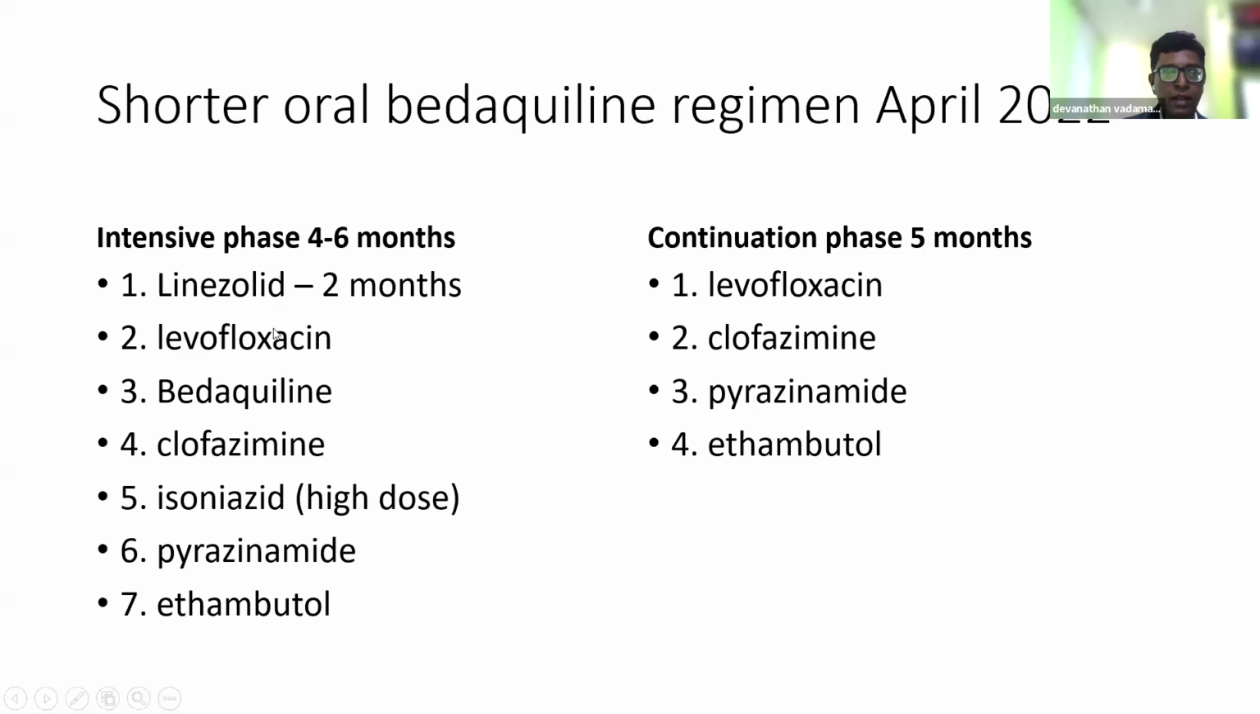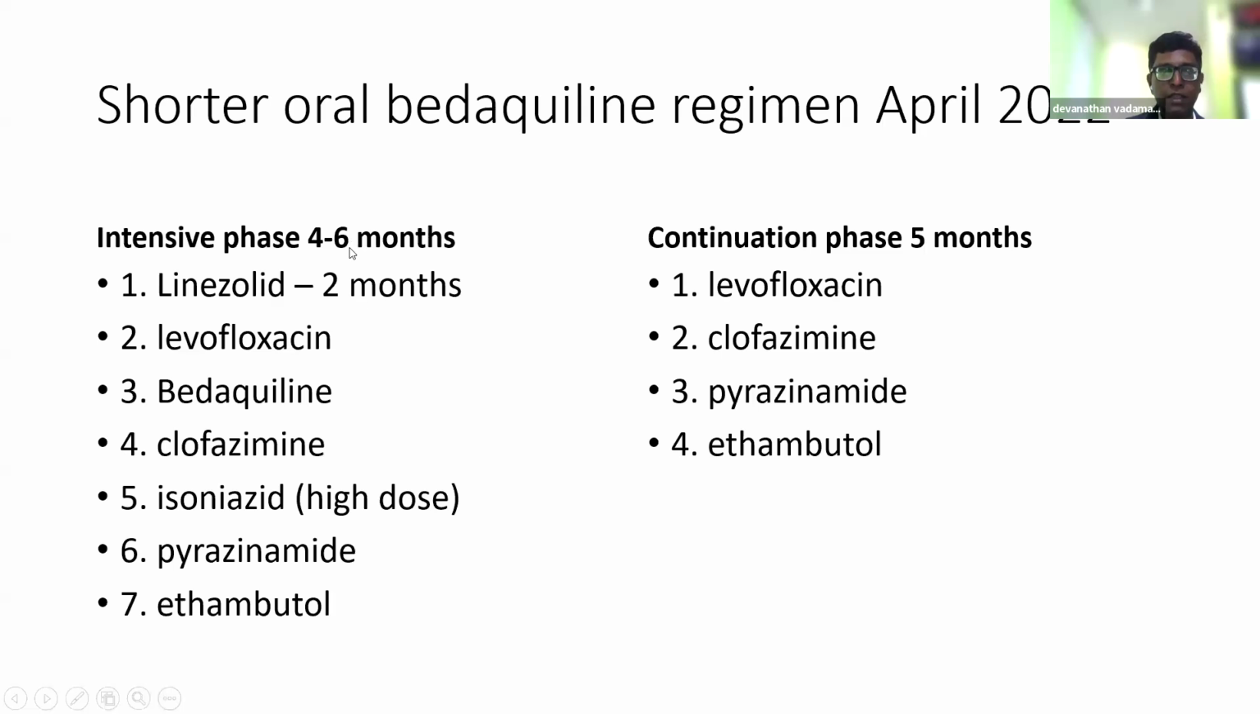The rest of the 6 drugs will be continued for 6 months. Levofloxacin will be continued for 6 months. Bedaquiline will be continued for 6 months. Clofazimine will be continued for 6 months. Isoniazid, this is high dose isoniazid. Pyrazinamide will be given and ethambutol will be given. So this is for MDR-TB, shorter MDR-TB.